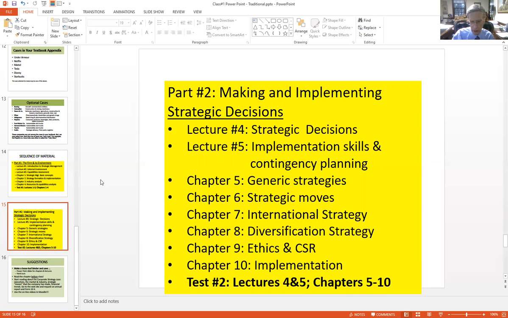There we have then chapters 5 through 8, which are about generic strategy, very basic strategy, how strategic moves are made to capture competitive advantage, and the specific matters of international strategy and diversification. And then in chapter 10, there's a discussion of the operating capabilities that are required to implement strategy. So only 10 chapters, but I think they cover the gamut pretty well.